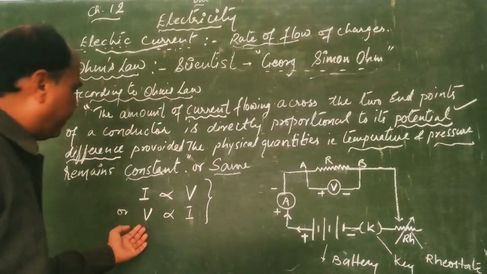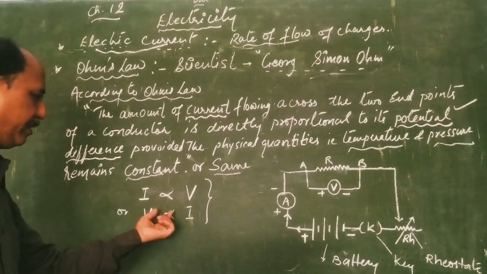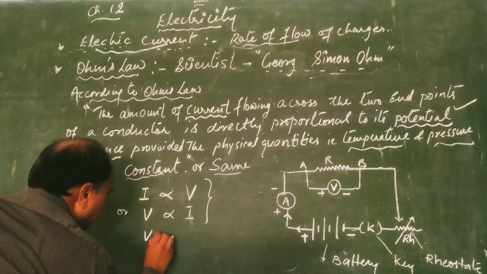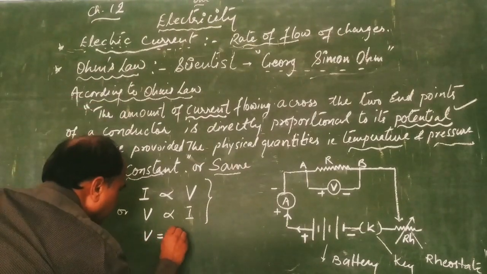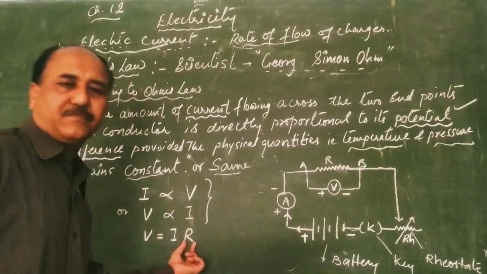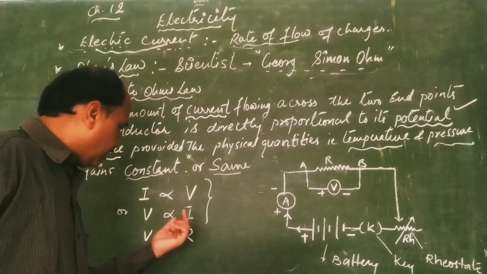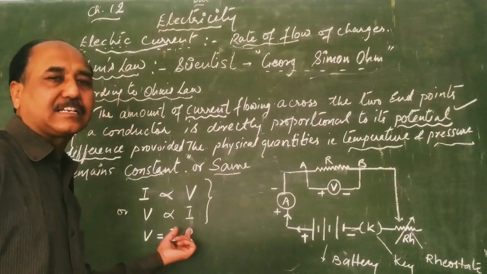Now, when we say V is directly proportional to I, when we remove the sign of proportionality and use the equal to sign, we write V equals R I, with R in place of the sign of proportionality. This indicates that R is used as a constant here.